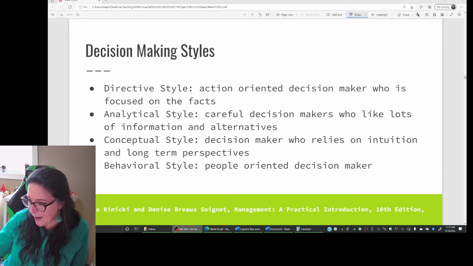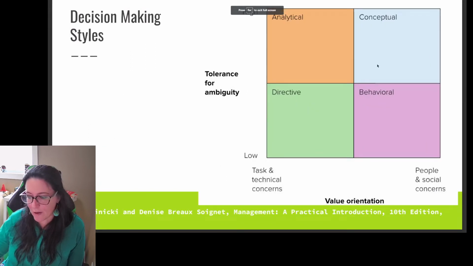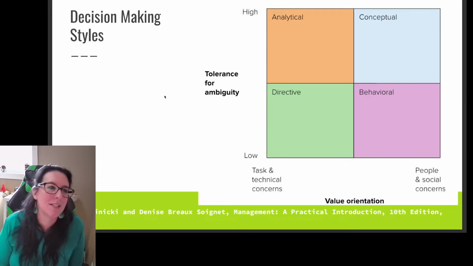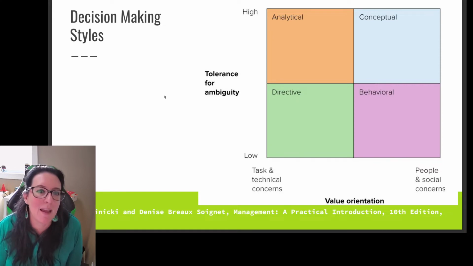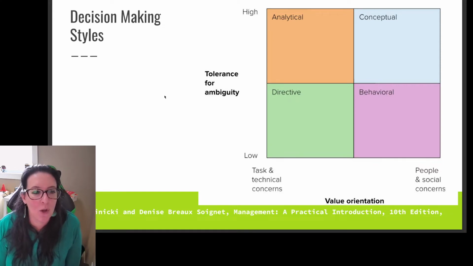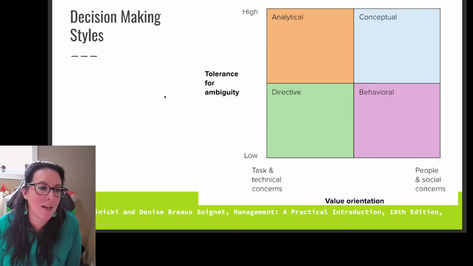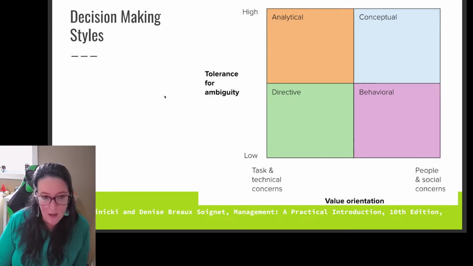So let's look at this on a graph here. So we can take these different decision-making styles and lay them out based on your tolerance of ambiguity, how well you deal with uncertainty. If you have a high tolerance for ambiguity, then that means you're willing to make decisions even if you don't have all of the information. So even if you don't have certainty, even if you don't even know the risks or probabilities.